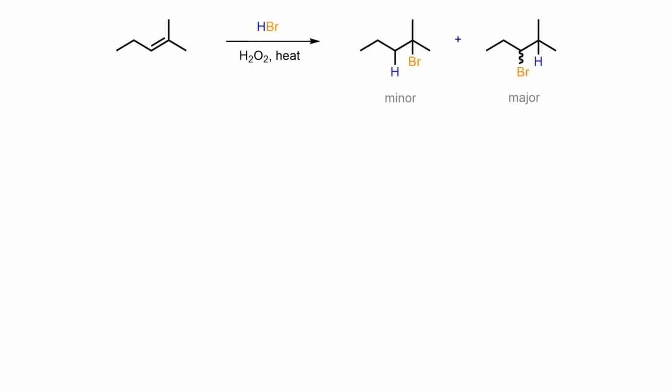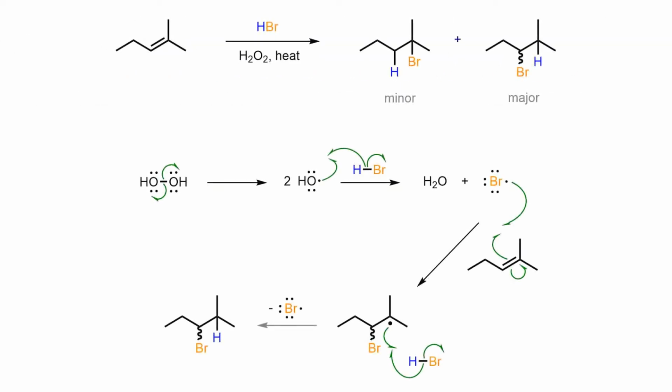When we add HBr to an alkene, we get Markovnikov addition. However, simply by adding a small amount of peroxide, we can change the regiochemistry so that the tertiary outcome is minor and the secondary outcome is major. The change in the regiochemistry indicates a change in the mechanism.